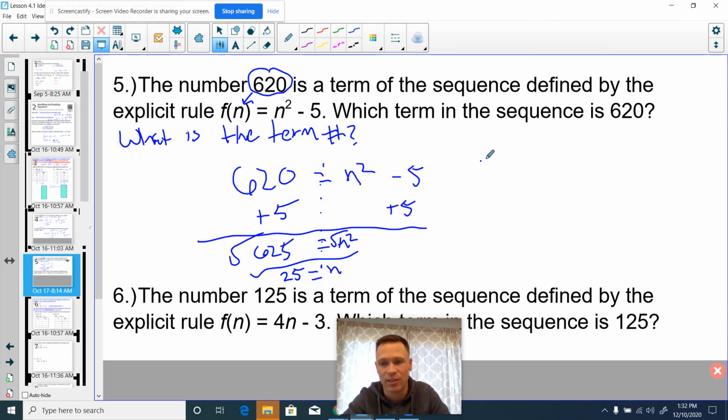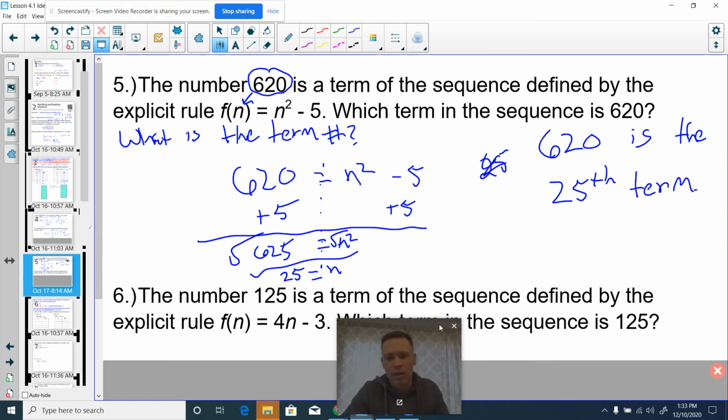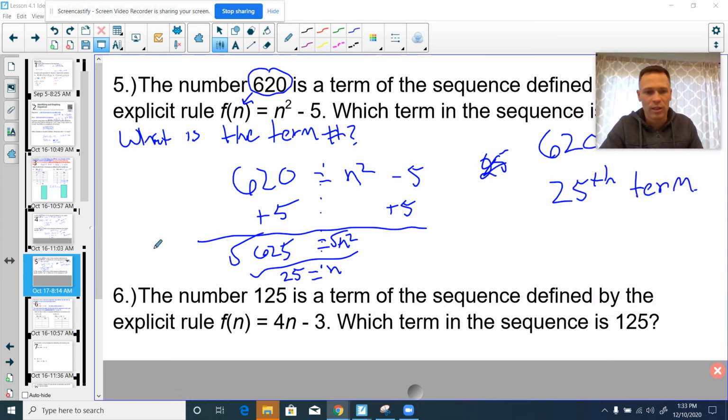So what I can say is, let me start with the number that we're given, 620 is the 25th term in the sequence. Okay? So the next one is very much the same.